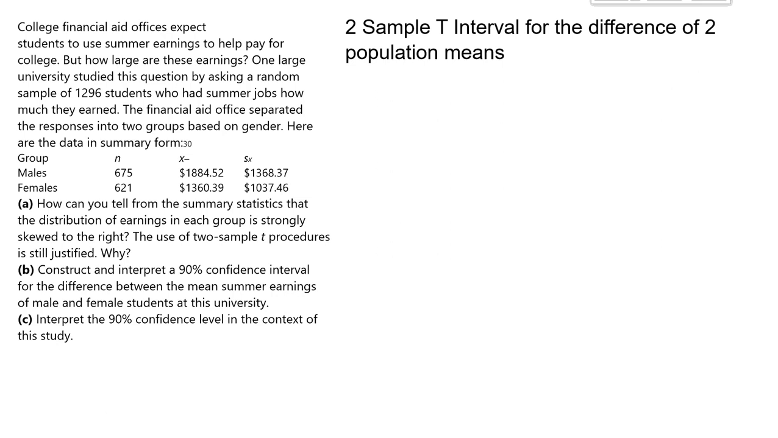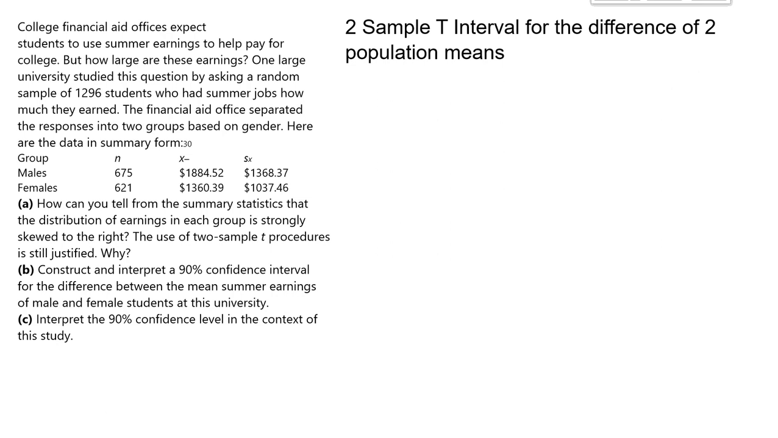College financial aid experts expect students to use summer earnings to pay for college. How large are these earnings is the question. So in one large university, they studied this question by asking a random sample of 1,296 students who had summer jobs how much they earned. And then they based the responses into two groups on gender.